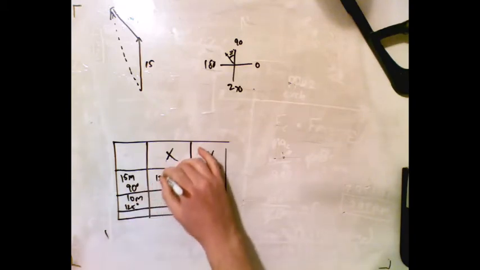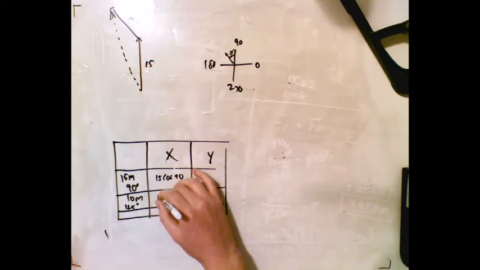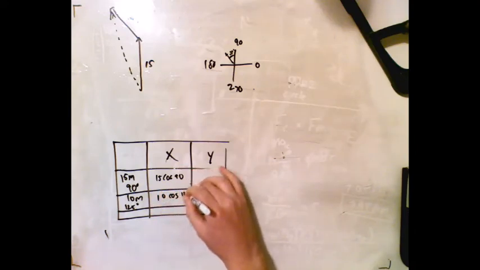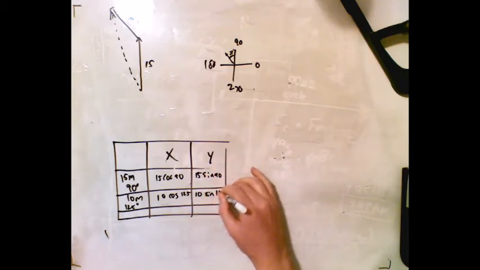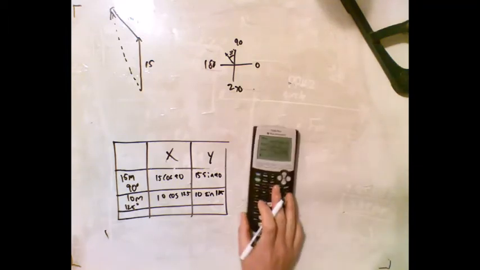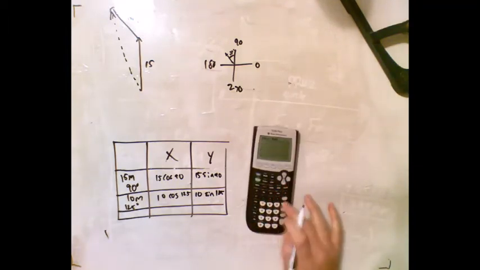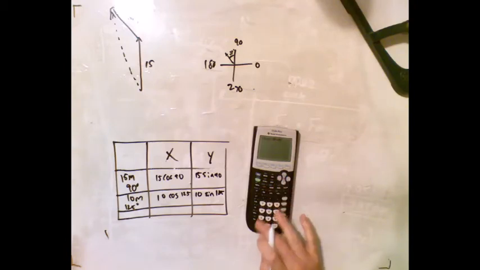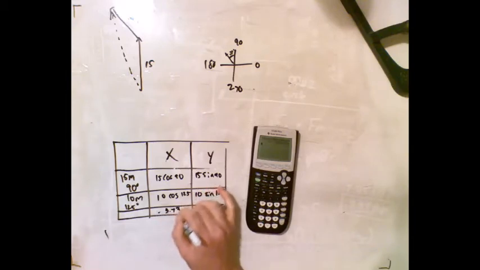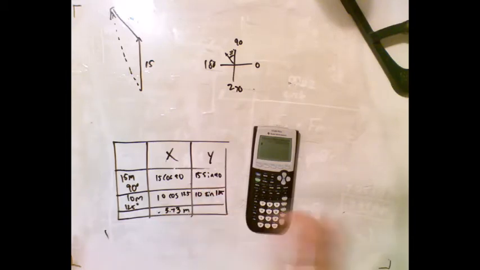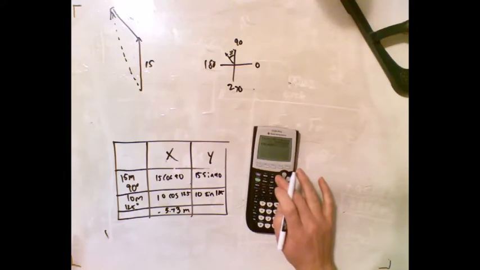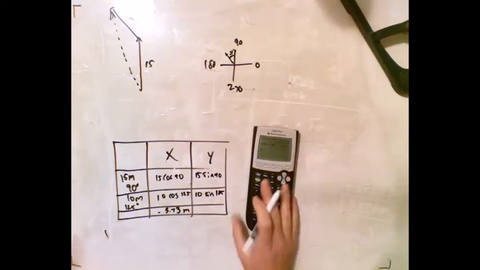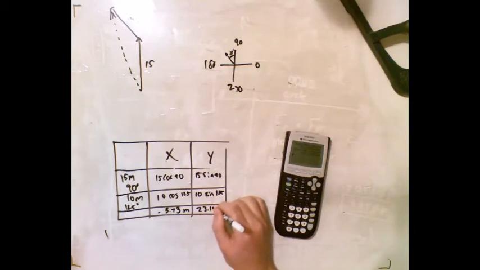So we go 15 cos 90, 10 cos 125, 15 sine 90, 10 sine 125, and we add up our two x's, so 15 cos 90 plus 10 cos 125, and we get negative 5.73 meters. And then second enter, switch all my coses to sines. Again, make sure you're in degree mode. And we get 23.19 meters.